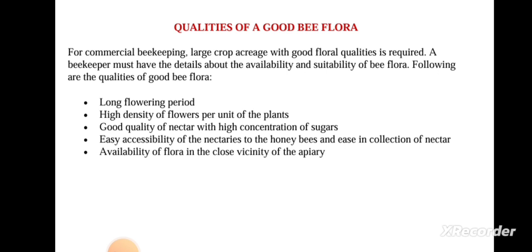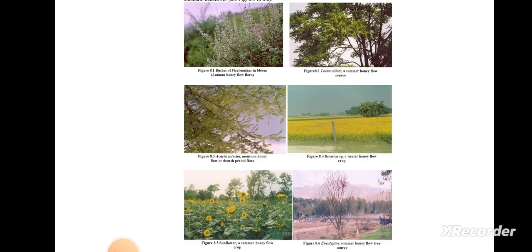Then the qualities of a good bee flora. For commercial beekeeping, large crop acreage with good floral quality is required. The beekeeper must have the details of availability and suitability of bee flora. The good qualities are a long flowering period, high density of flowers per unit of the plant, good quality of nectar with high concentration of sugars, easy accessibility of the nectar to the honeybees, and ease in collection of nectar. Then availability of flora in the close vicinity of the apiary.